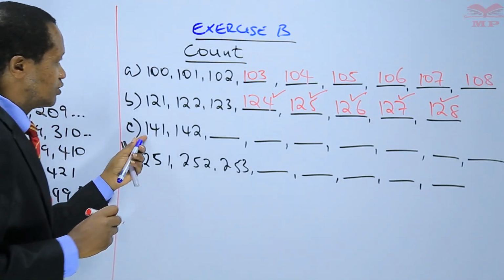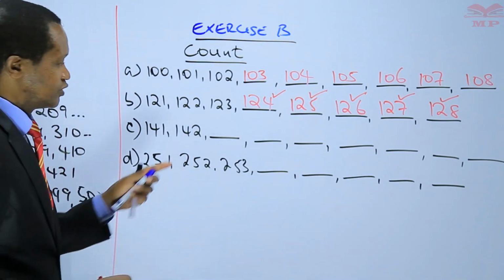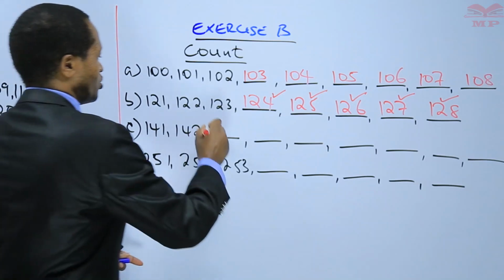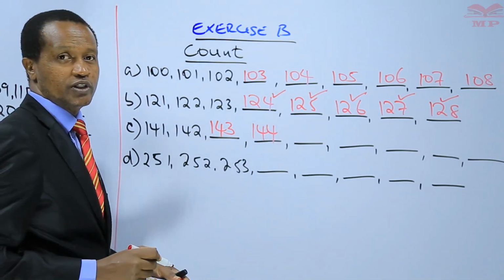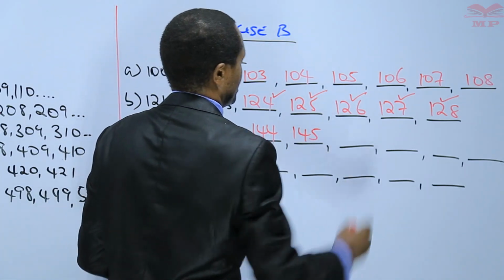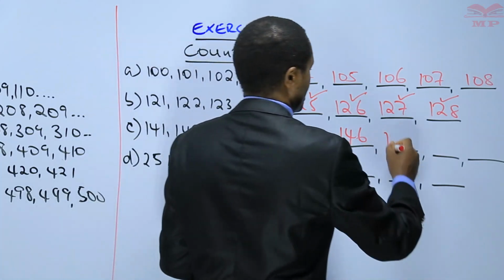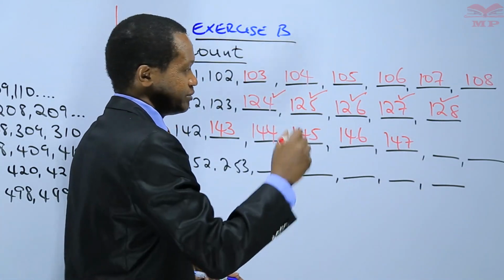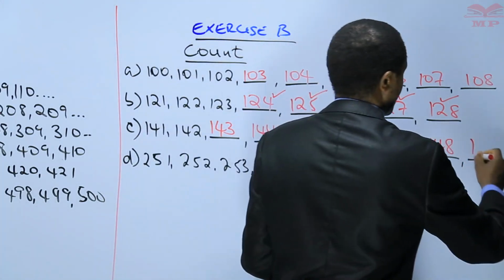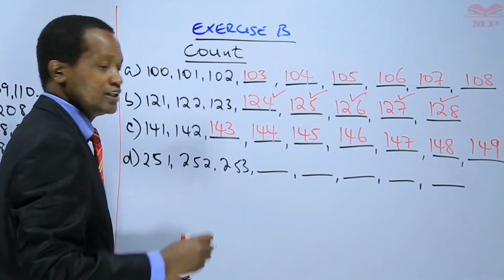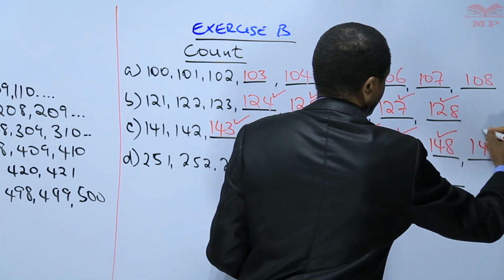Now, moving to exercise C, you are to count from 141 to 142, then continue filling in the blanks, learners, from 142. What is the next number? The next number is 143. After 143, the next number is 144. After 144, what is the next number? The next number is 145. After 145, we move on to 146. After 146, 147. After 147, what's the next number? The next number is 148. Then the last number here will be 149. So if that is what you did, learners, again, give yourself a tick. Correct. That's correct.